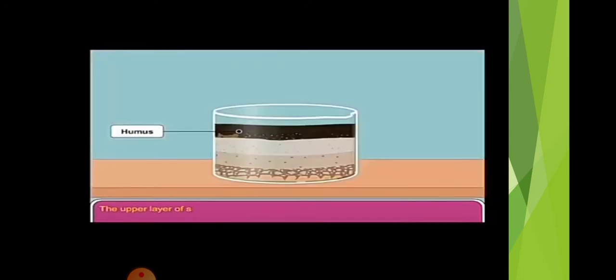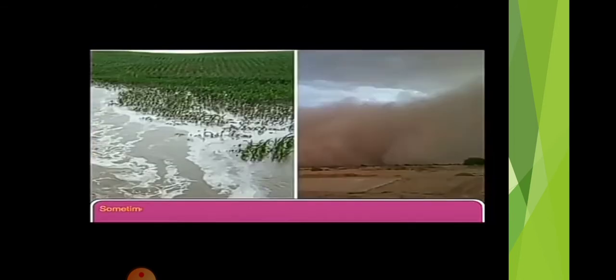The upper layer of soil is made up of fine soil particles. It is rich in minerals and has humus. Humus makes the soil fertile. Sometimes heavy rains, running water, and wind remove the top layer of the soil. This is known as soil erosion. Let us perform some activities to understand how does soil erosion take place in nature.